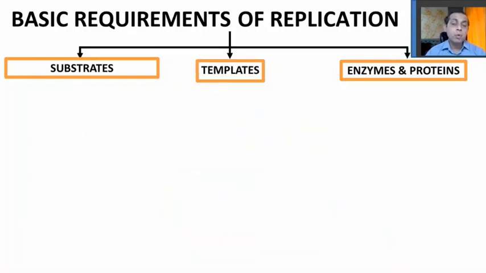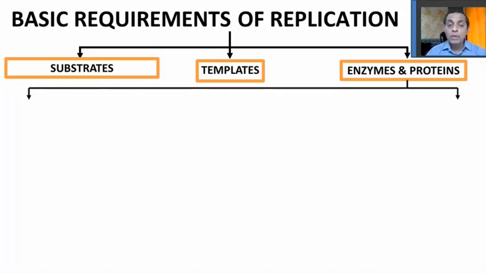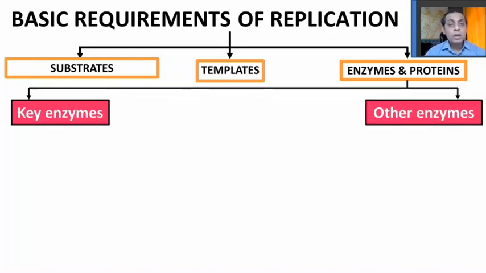Move on to enzymes and proteins. Enzymes and proteins are not just one, but there are many of them. We have classified the enzymes related to replication into two categories. One category is the key enzymes, the most important. The other category is the other enzymes, which also help the DNA in replication. Key enzymes include four of them.